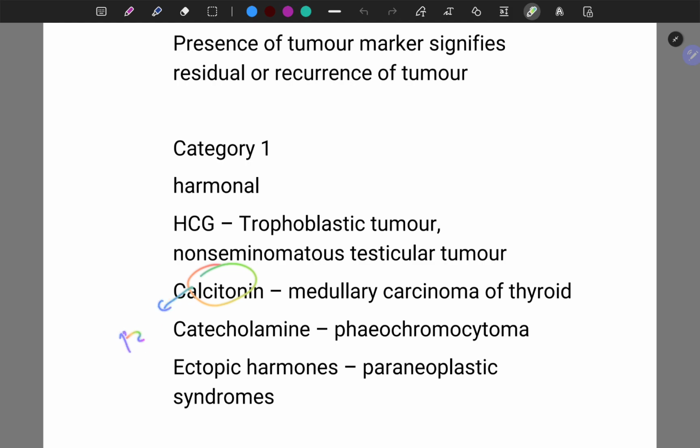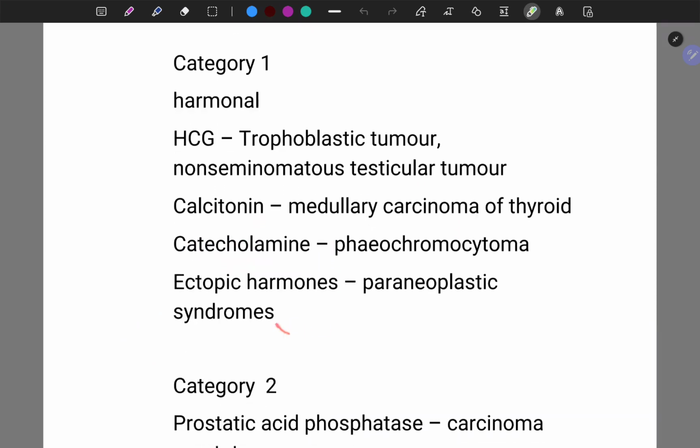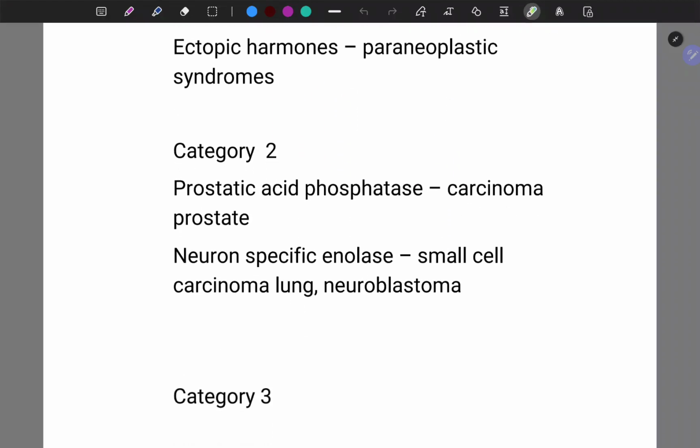Calcitonin, which is secreted by the parafollicular C cells of thyroid, in medullary carcinoma of thyroid. Catecholamine by pheochromocytoma. Ectopic hormones, like in the case of small cell carcinoma of the lung, presenting with syndrome of inappropriate antidiuretic hormone secretion causing dilutional hyponatremia. Category 2, prostate specific acid phosphatase, which is in the case of CA prostate.